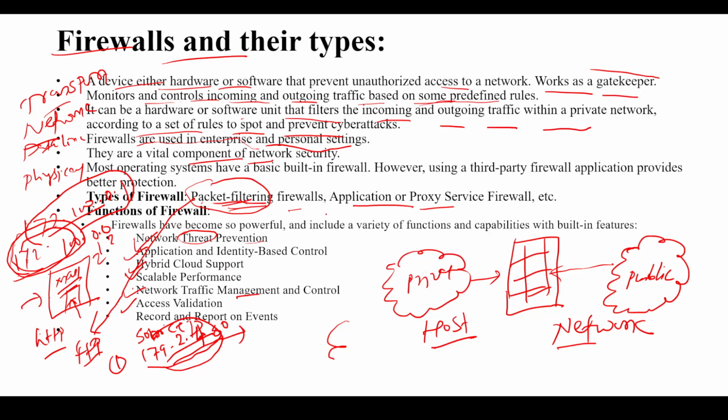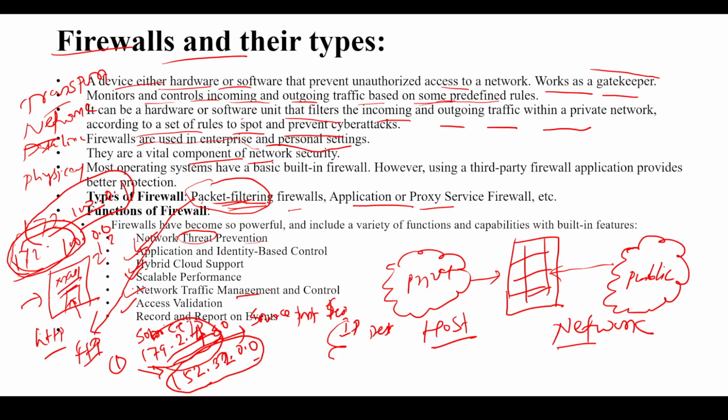So some predefined rules are there: source IP, source port number, then destination IP, destination port. These four rules are there. According to these rules, some source IP addresses like 179.2.4.80 or 152.32.0.0, which is a network IP address, can be blocked. Whatever packets are coming from this network IP address can be completely blocked by the packet filtering.